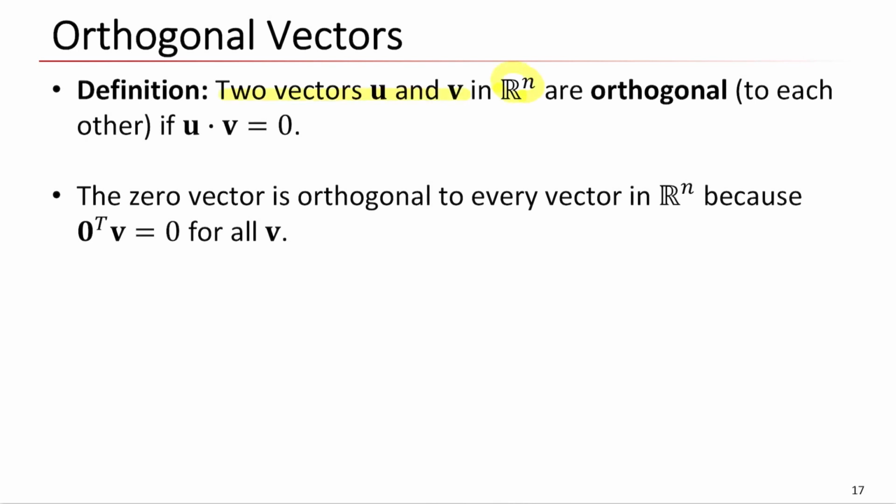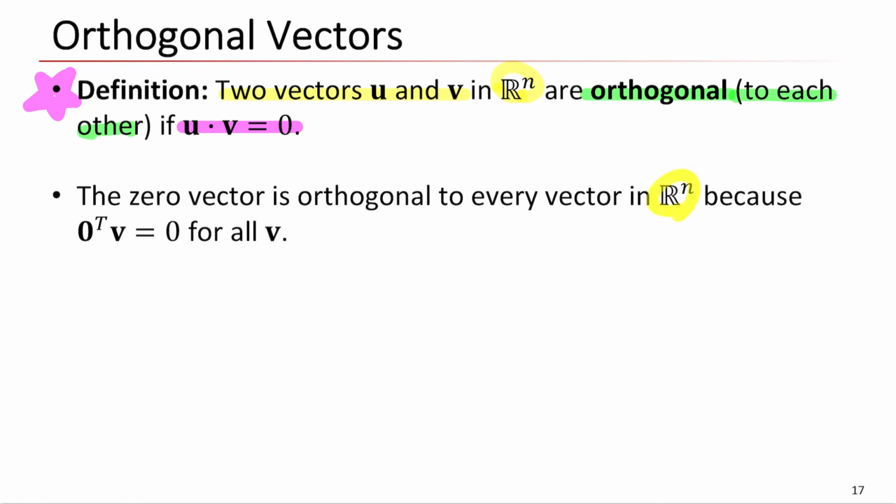Two vectors u and v in Rn space are orthogonal to each other if the inner product of vector u and v is equal to 0. Okay, so this is the definition of the orthogonality of the two vectors. This is a very important definition, which will be used in our Thursday lecture, so please keep it in mind.